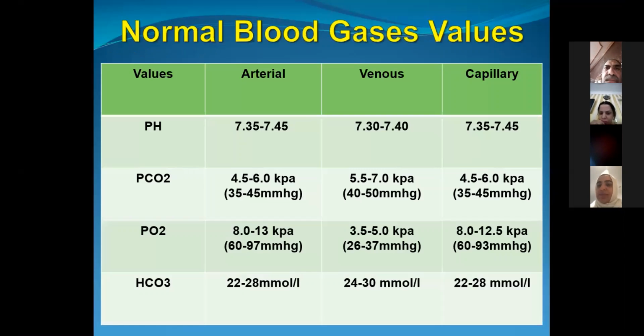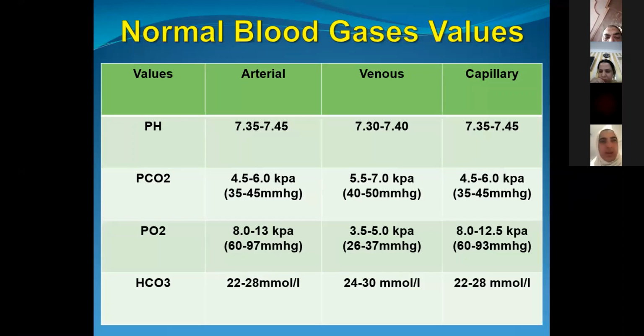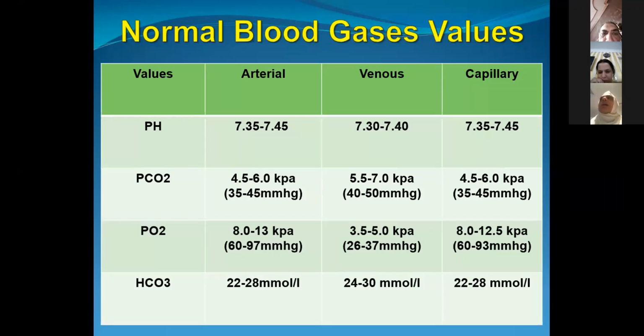The next table just shows the different values according to the sample, either arterial, venous, or capillary. You can see arterial and capillary are almost equal in values regarding the pH, PCO2, PO2, and bicarb. Venous is different from both regarding all the parameters.